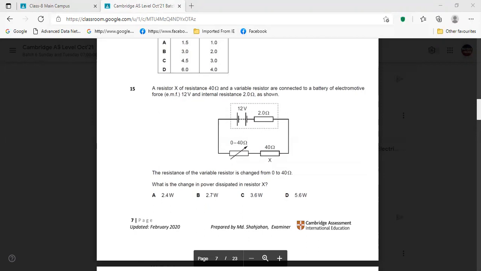Resistor X of 40 ohm and a variable resistor are connected by a battery of electromotive force 12 volt and internal resistance 2 ohm as shown. The resistance of the variable resistor is changed from 0 to 40 ohm. What is the change in power dissipated in resistor X?